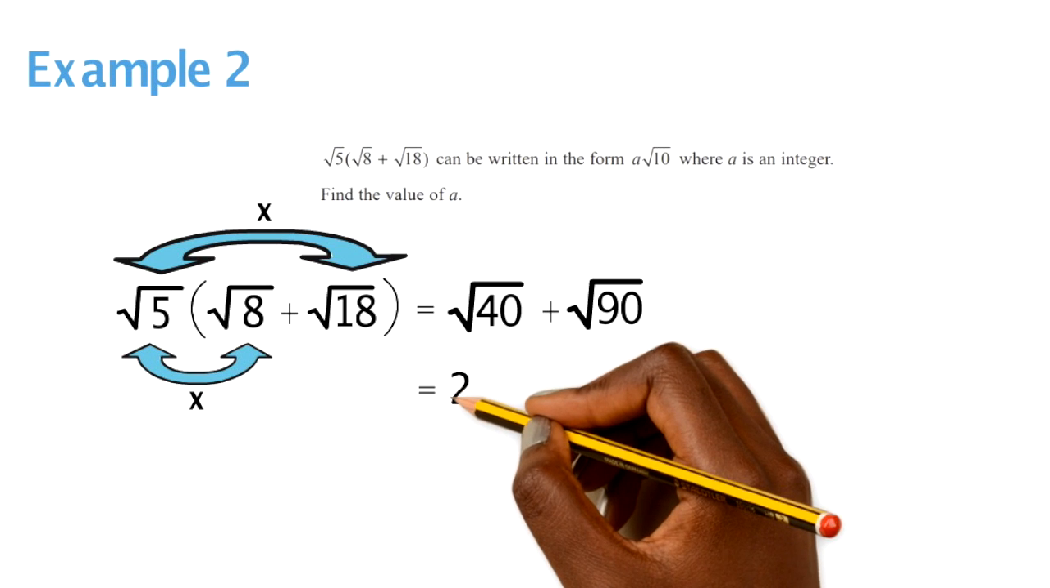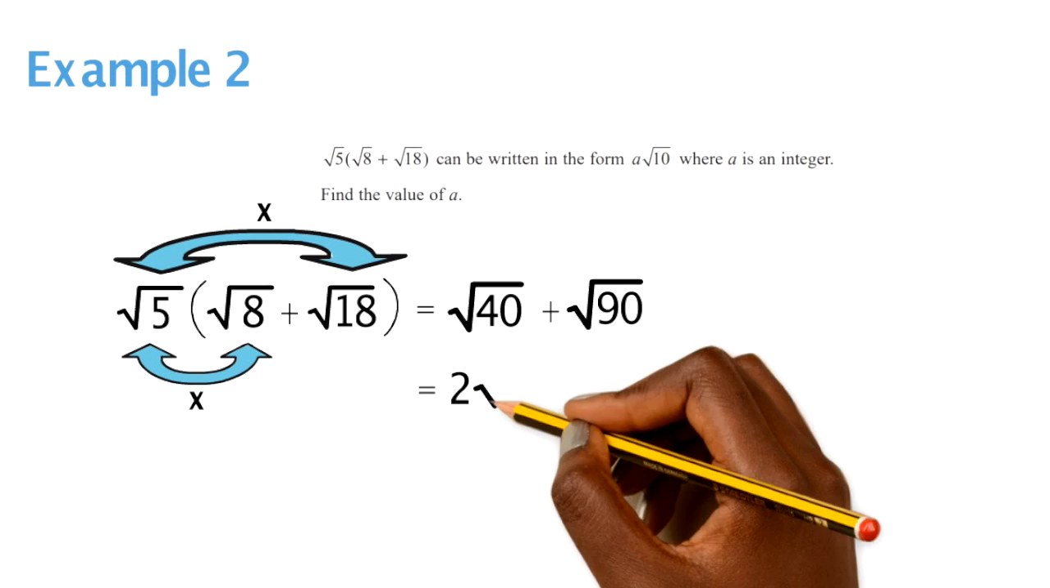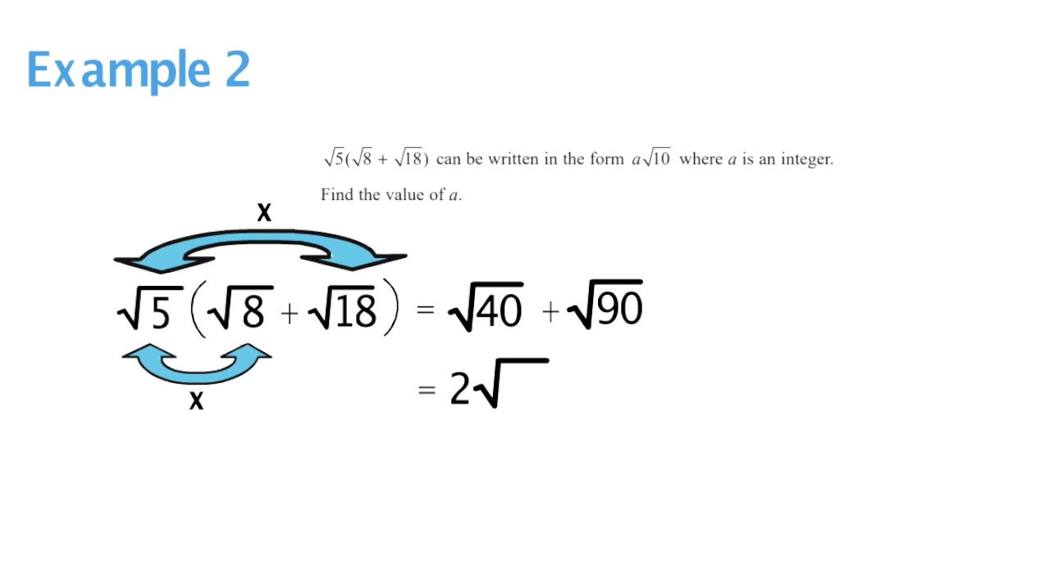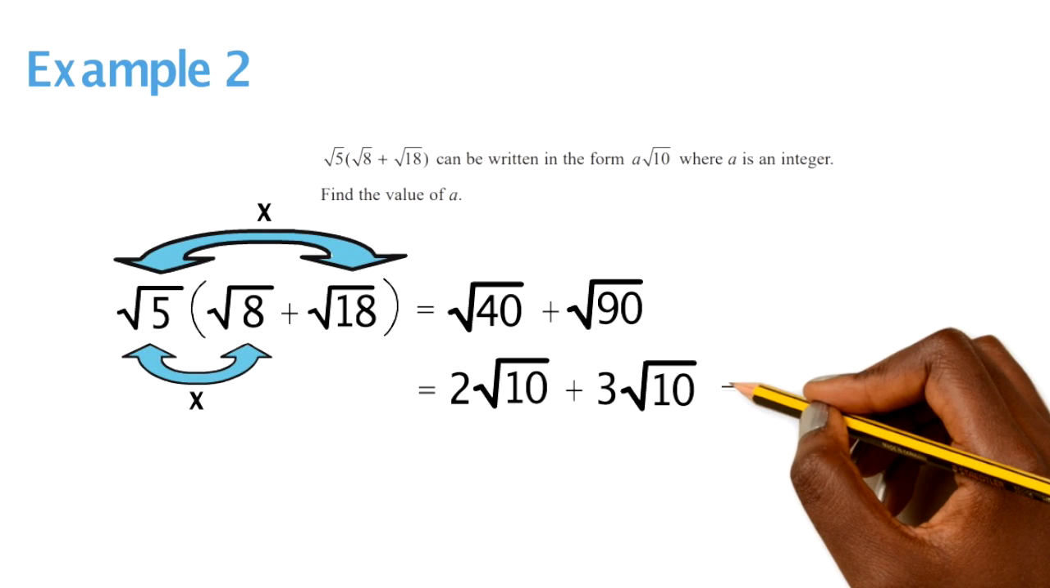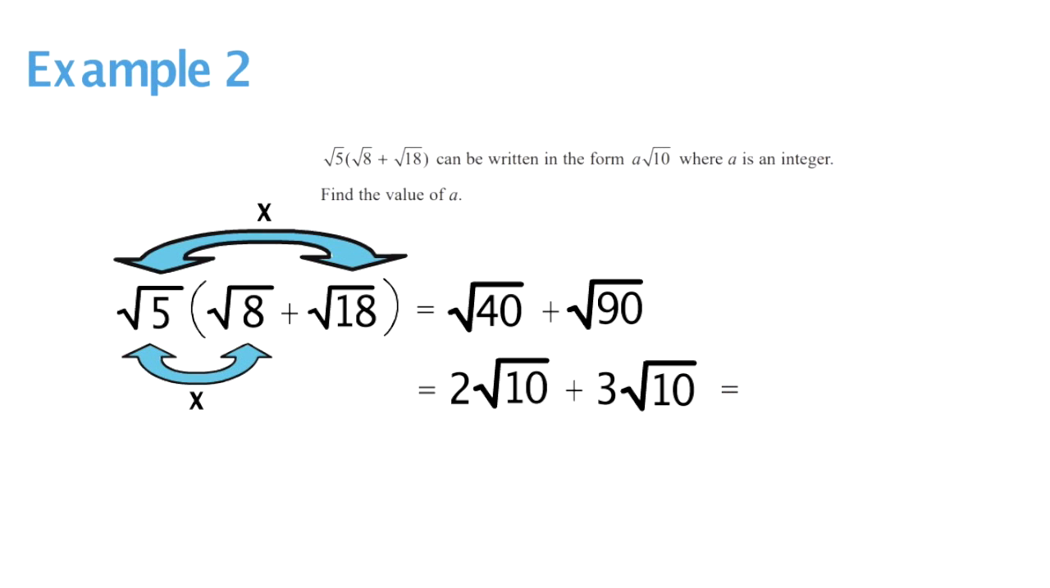And then we're going to simplify these surds so we can actually add them together. So that would leave us with 2 root 10 plus 3 root 10. And then remember, the root 10 will not change when we add them together. So that would leave us with 5 root 10.